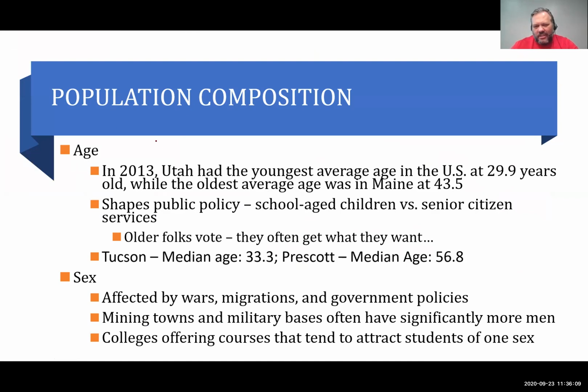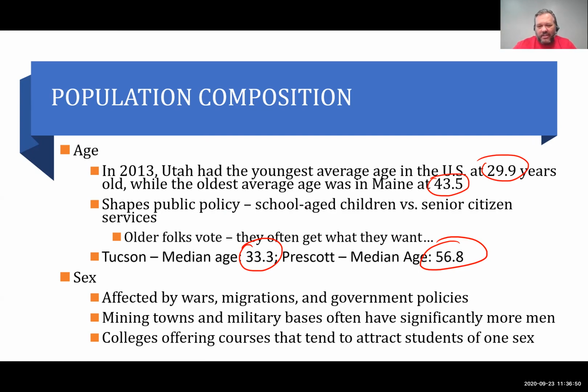So different places have different clusters based on age, and maybe also on sex. And so in 2013, in Utah, the average age was 29.9. The median age in Maine was 43 and a half. So some states are older and some are younger. And within the state, again, that scales of analysis thing, if you look at Tucson, our median age here is 33. And up in Prescott, in the northern part of Arizona, it's a smaller town, but the median age is almost 57. So again, certain areas attract certain groups.